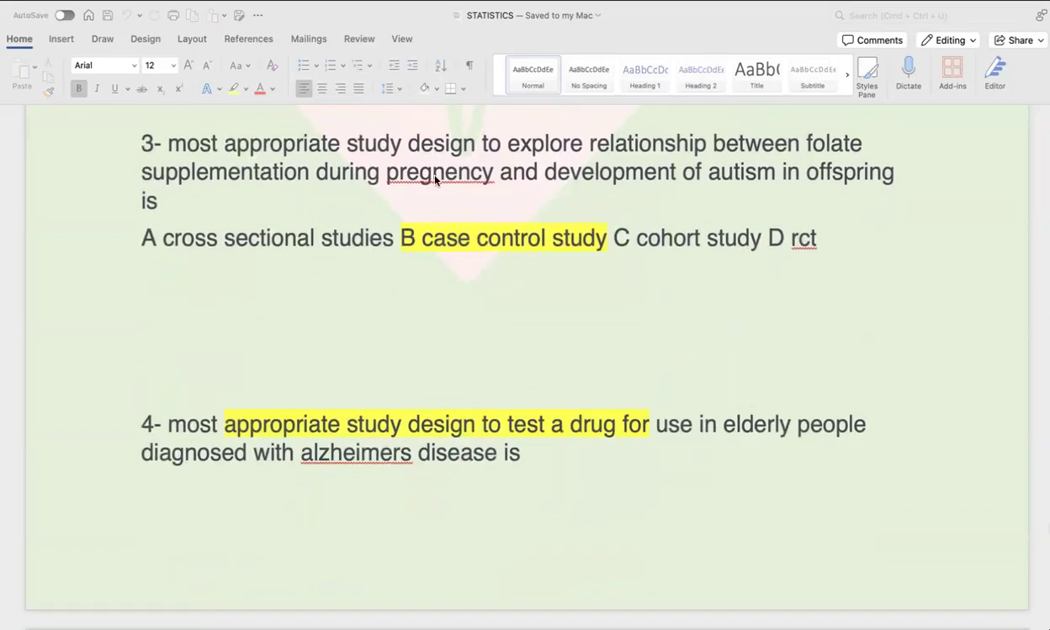What is the most appropriate study design to explore a relationship between folic acid supplementation during pregnancy and development of autism in the children? Now, this is also important to understand. Can you do a cohort study here? To do a cohort study, you would need to avoid giving folic acid to some mothers and see if their baby gets autism. So we can't do that. The only way is that when we get an autism child, we go back to the history and find out whether the mother took folic acid or not. So we're going backward. So that's case control.